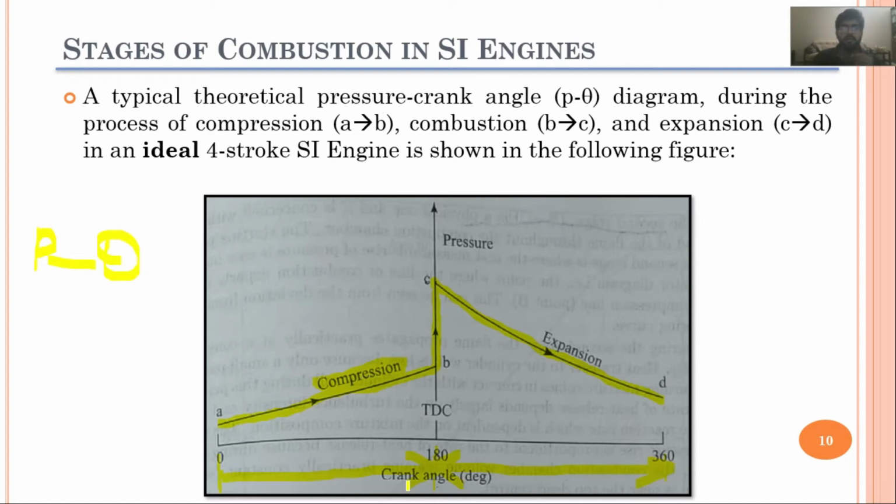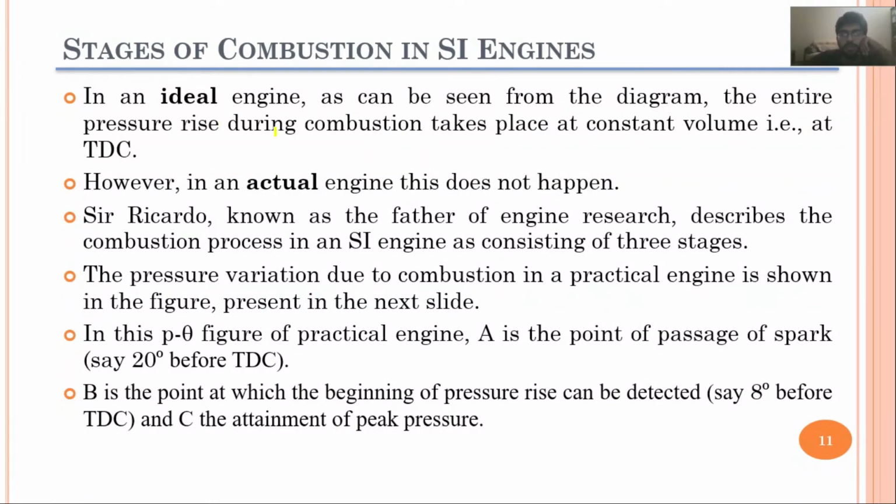So a theoretical pressure crank angle, P-theta, diagram during the process, compression from A to B, combustion from B to C, and expansion from C to D, in an ideal 4-stroke SI engine is shown in the following figure, which I have already explained to you. Moving forward, in an ideal engine, as can be seen from the pressure theta diagram, the entire pressure rise occurs during the combustion process.